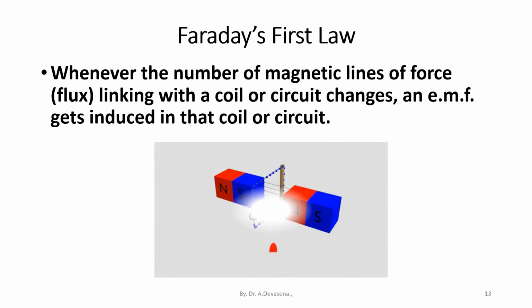This is indicated in the small animation. Here we are having two magnets. In between those magnets, magnetic lines are created. If these magnetic lines linking the circuit change, an EMF is induced in this circuit. This is indicated in the animation. The waveform changes whenever the flux linking with the coil changes.